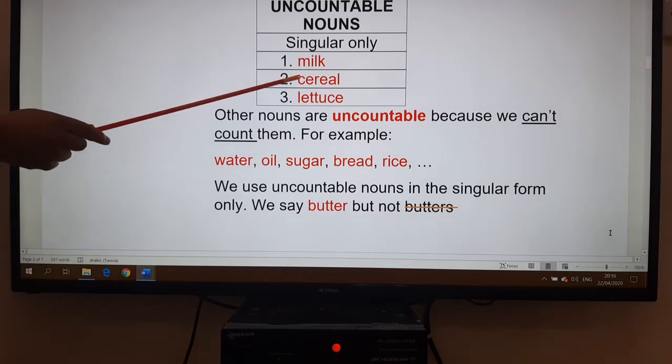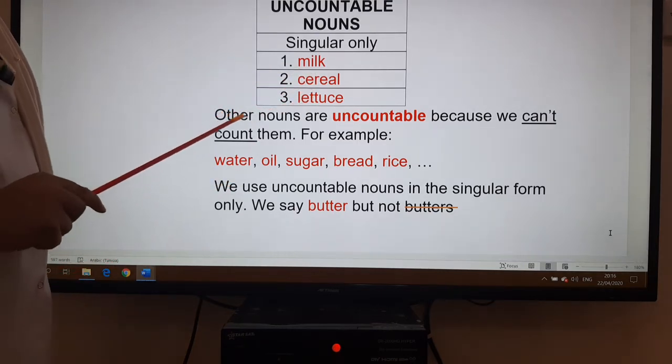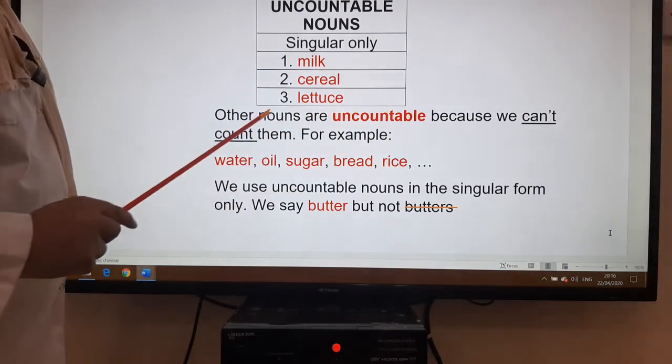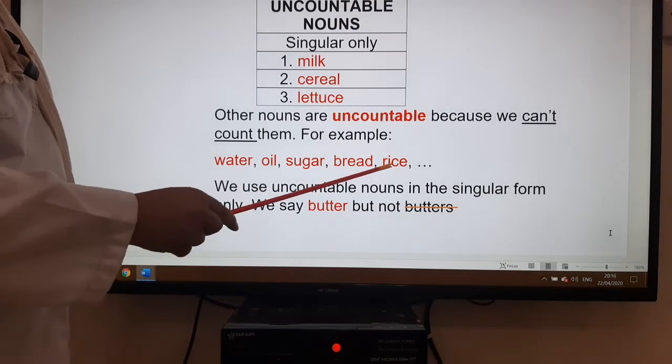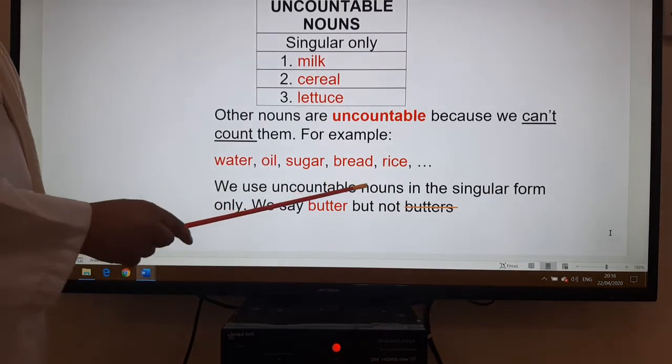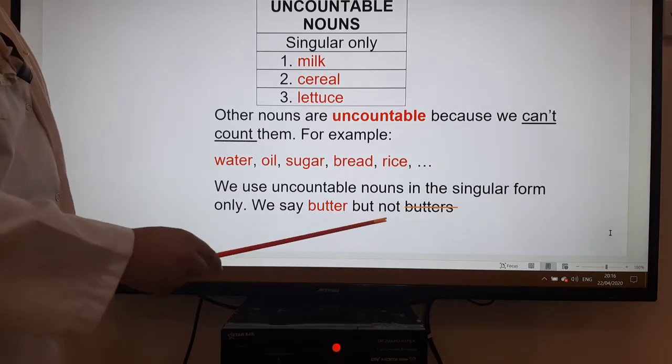So we say milk, cereal, lettuce. We cannot add s because we cannot count them. Other nouns are uncountable because we can't count them. For example, water, oil, sugar, bread, rice. So we use uncountable nouns in the singular form only, and we say butter. We do not say butters.